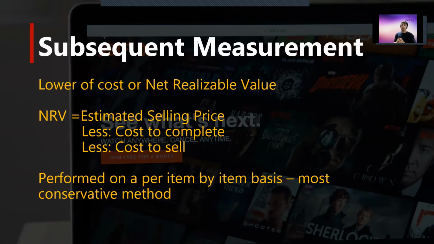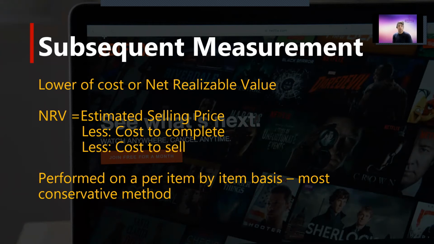O sige, before we proceed with problem number 3, let's have another set of discussion, no? So subsequent measurement. Of course, class, no? Initially, when we discuss the inventory valuation, we say we value our inventory at cost, no? So kung ano yung cost na pinag-uusapan doon, all you have to do is go back to the previous recording, no? But then subsequent measurement, no? So it's the lower of cost or net realizable value.